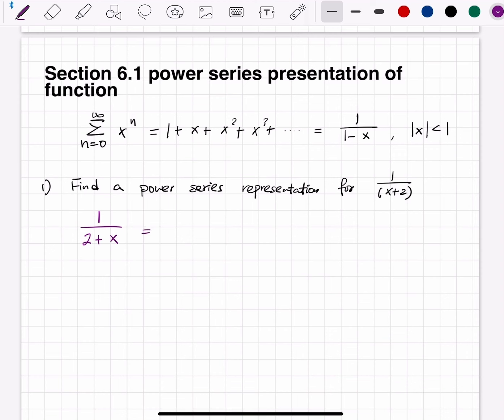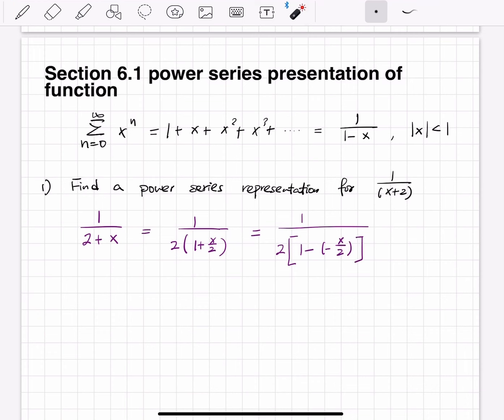I do not like 2, I want 1, so I'm going to factor out the 2. And of course the 2 is not really important, so we're going to keep the 2 out. And I want 1 minus x, so I'm going to do 1 minus a negative x over 2. Then I know the x portion is going to be the negative x over 2. So I got 1/2 multiplied by the summation n equal to 0 to infinity of the negative x over 2 to the nth power.